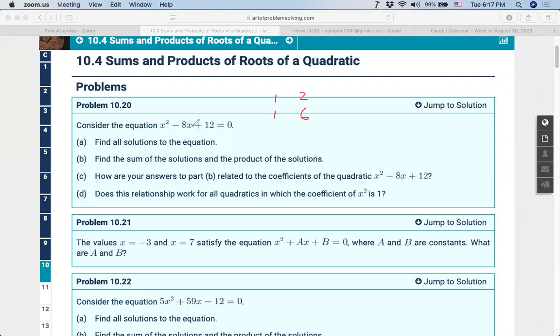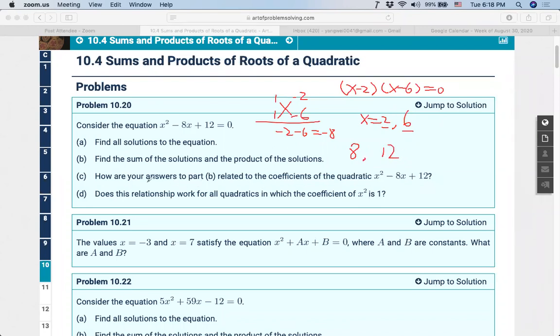Then this one's -8. So that means we need to make this one -2, -6. So then you got -2 minus 6, got -8, right? So that means we can write this one as the product of these two binomials equals 0. So that means x equals 2 and 6. Then B, find the sum of the solutions and product of solutions. We got these two solutions, right? Sum of solutions, that's 2 plus 6, you got 8. The product of solutions equals 12.